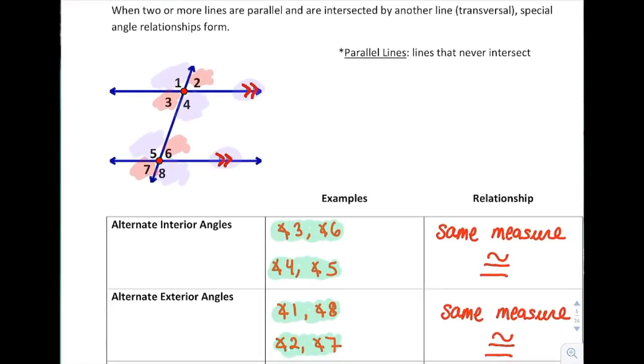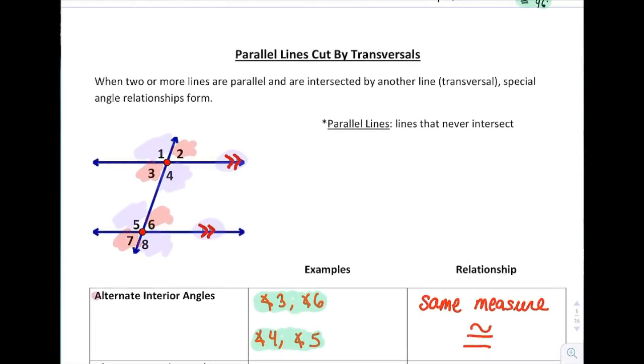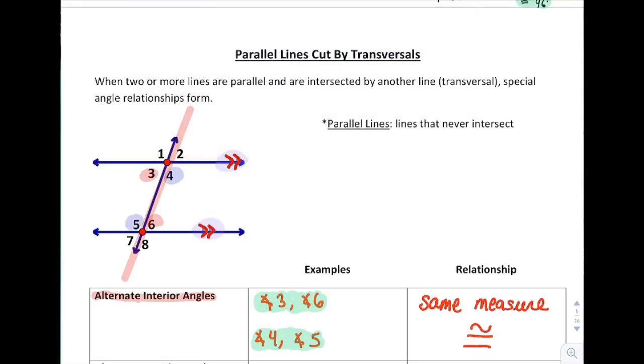If you look at alternate interior angles, you may remember that term before. 3 and 6 are alternate interior because they are on alternate sides of this transversal, and they're on the interior. 4 and 5, they're just the other ones. They are alternate sides and also in the interior, and they will always have the exact same measure.